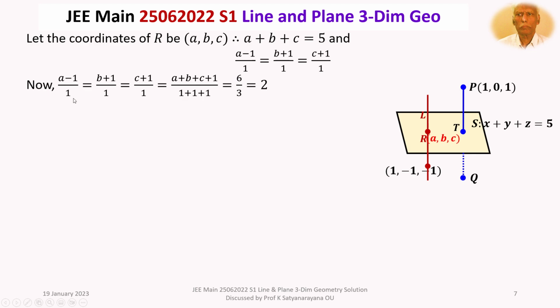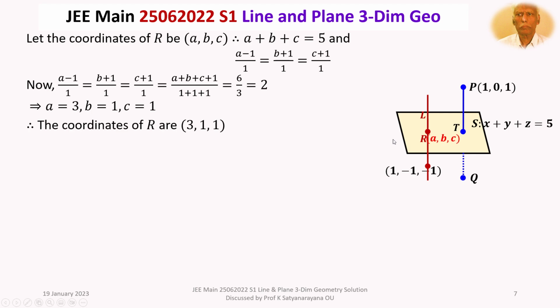Now (A minus 1) by 1 is 2 means A minus 1 is 2, therefore A is equal to 3. (B plus 1) by 1 is equal to 2 means B plus 1 is equal to 2, therefore B is equal to 1. C plus 1 is equal to 2 means C is equal to 1. So A is equal to 3, B is equal to 1, C is equal to 1. What are these? These are the coordinates of this point R. So the coordinates of this point R is (3, 1, 1).